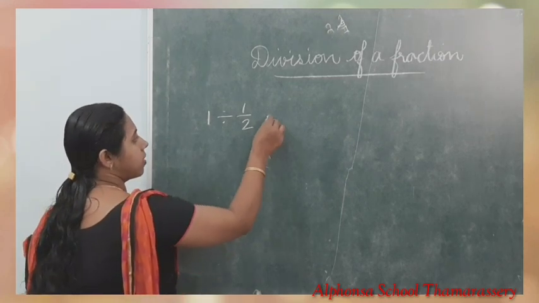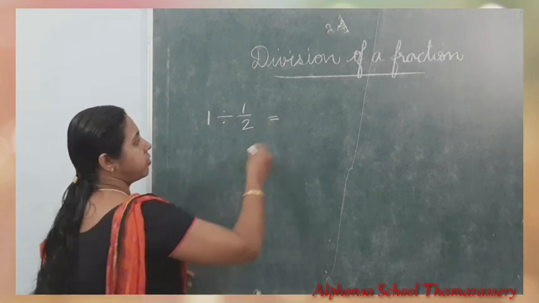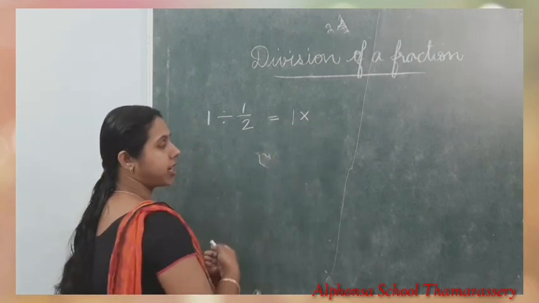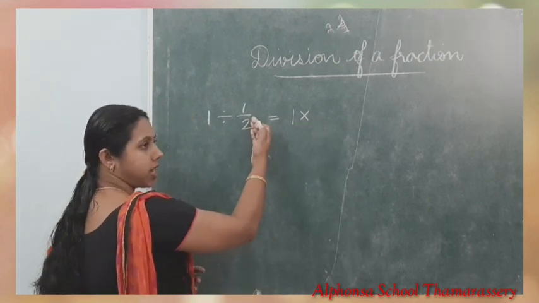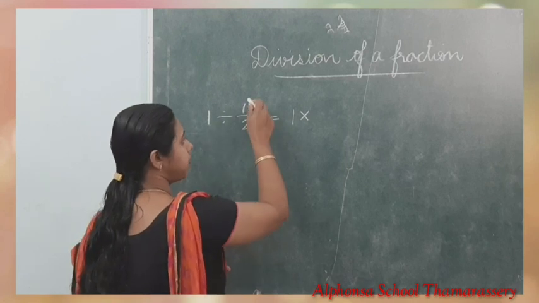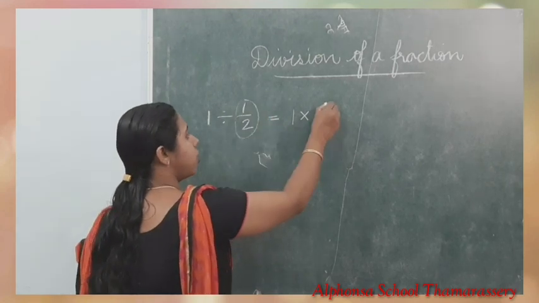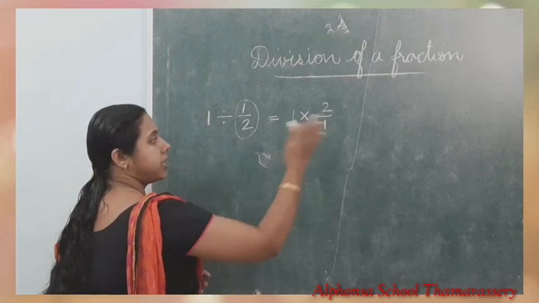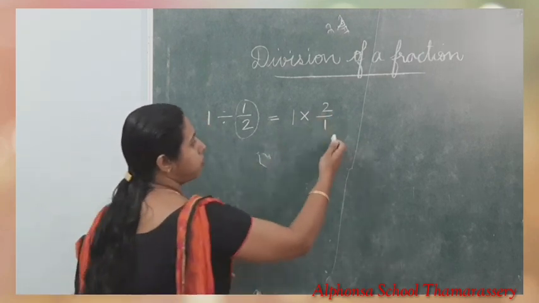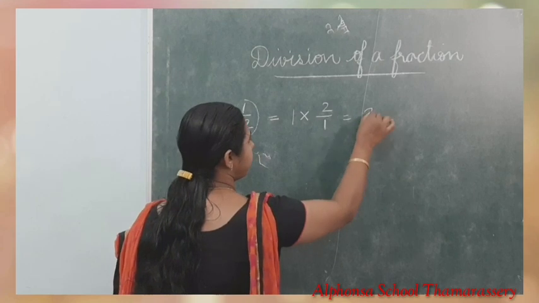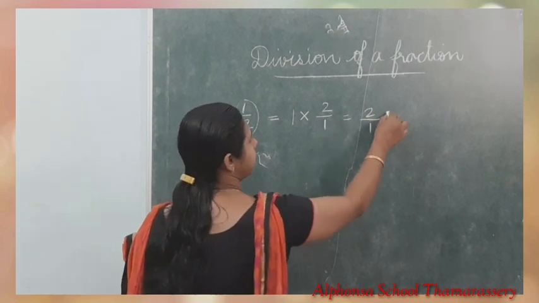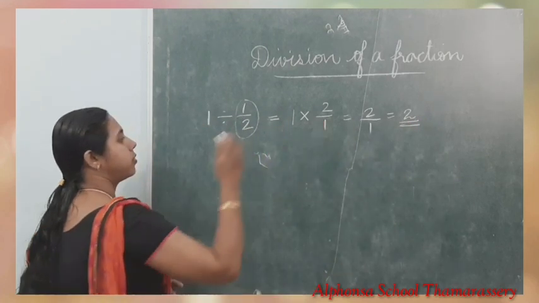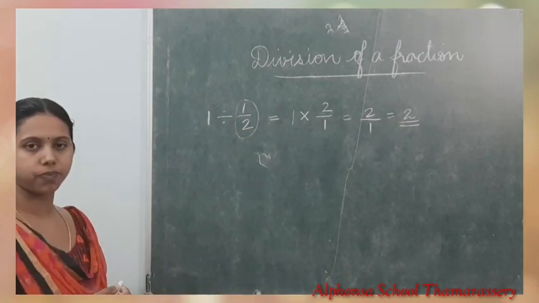So 1 divided by 1 by 2. Division changes to multiplication. Take the reciprocal of the second fraction, that is 1 by 2. The reciprocal of 1 by 2 is 2 by 1. Now multiply as it is. 1 into 2 by 1 is equal to 2 by 1, and 2 by 1 is equal to 2. So 1 divided by 1 by 2 is equal to 2.